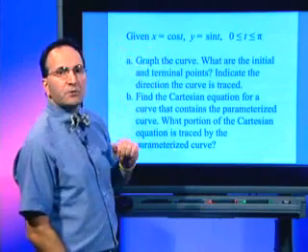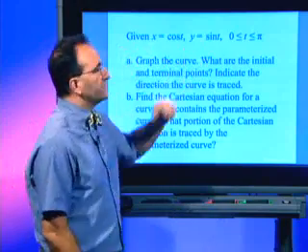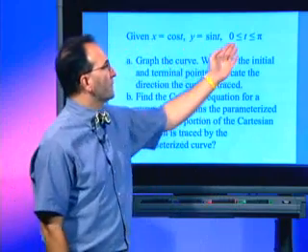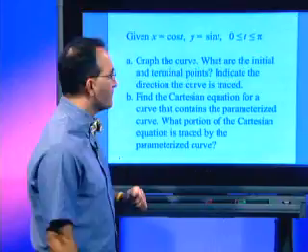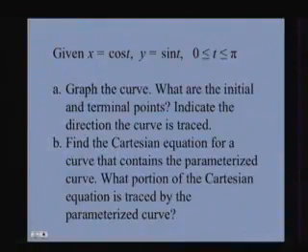Given that x is equal to cosine t, y is equal to sine t in the interval from 0 to pi inclusive, graph the curve. What are the initial and terminal points? Indicate the direction that the curve is traced. Part B, find the Cartesian equation for a curve that contains the parametrized curve. What portion of the Cartesian equation is traced by the parametrized curve?